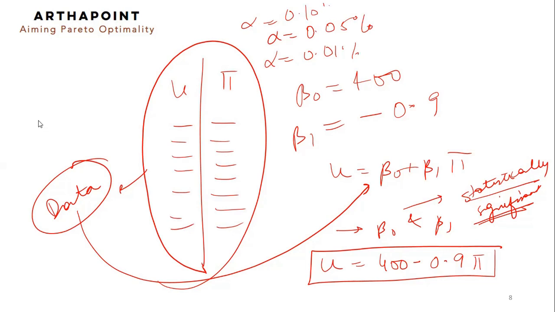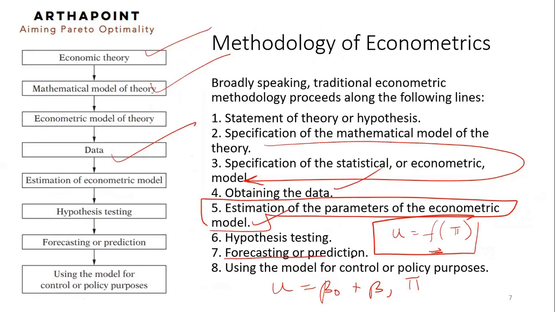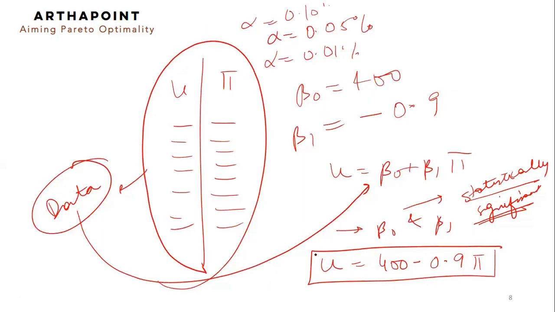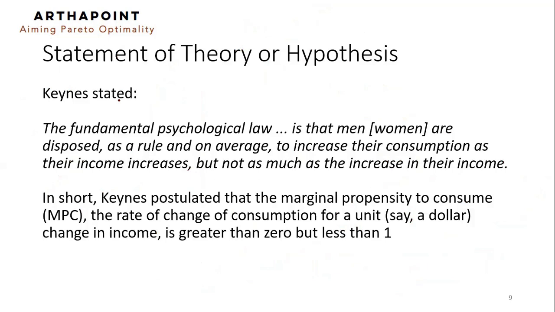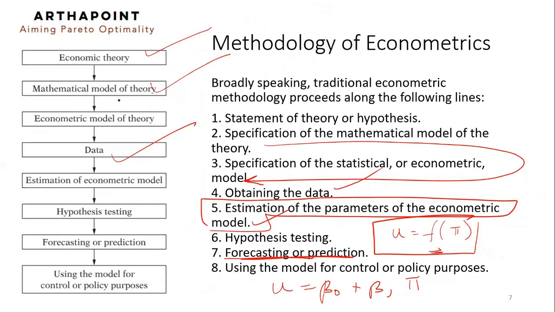And once you have done that, you're going to do forecasting. So for example, I get my beta naught and beta 1 significant. The moment I get them significant, this implies that there is in fact a relationship between unemployment and inflation. So once I have this relationship in place, then I'm going to go ahead and predict the values.